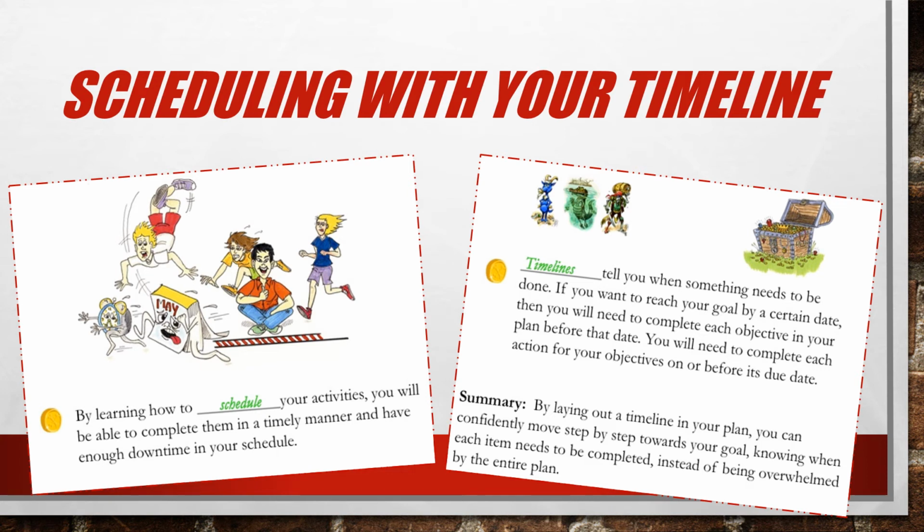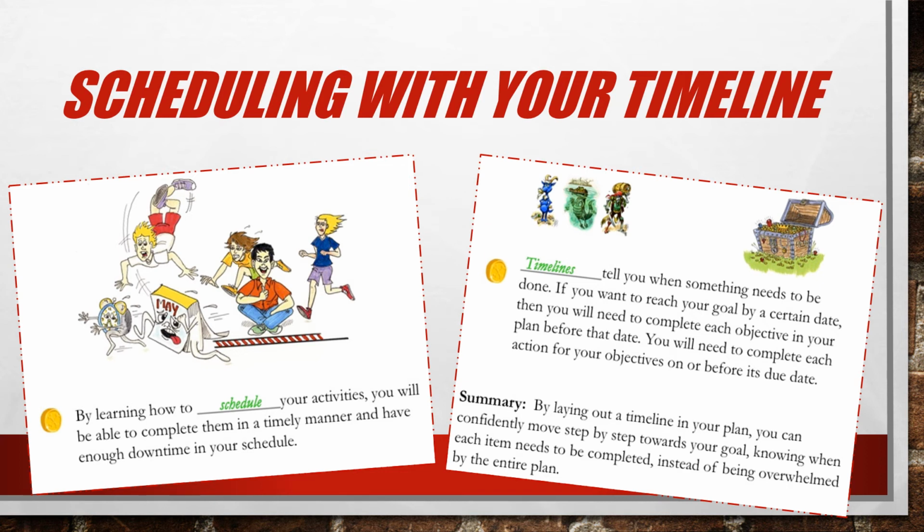Scheduling your time with a timeline, okay? We've talked about this. By learning how to schedule your activities, you'll be able to complete them in a timely manner and have enough downtime in your schedule. Timelines tell you when something needs to be done. With your goals, it is going to tell you when you need to achieve that objective. If you want to reach your goal by a certain date, then you will need to complete each objective in your plan before that date. That makes sense, right? You've got to achieve the objectives to reach your final goal, by the date you want to achieve it. You will need to complete each action for your objectives on or before its due date.